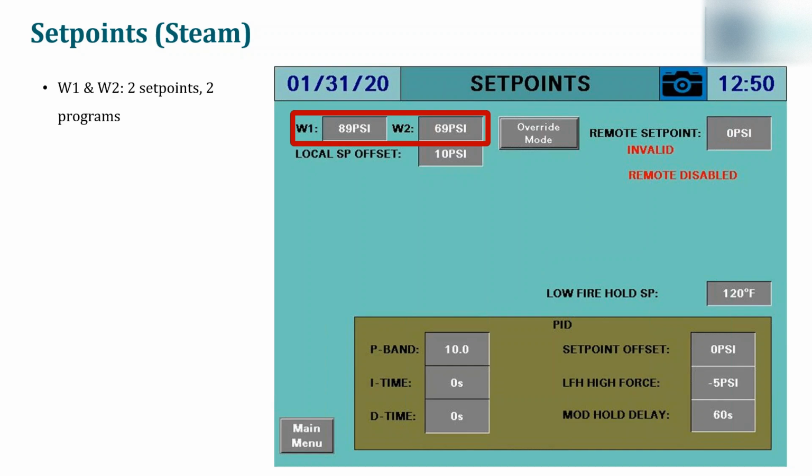There is a digital input on the master panel where if you close that digital input, you'll actually be able to switch to W2 automatically. And so then you have a W2 set point that you can use.